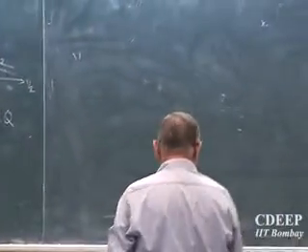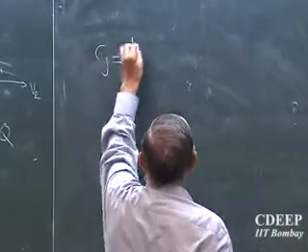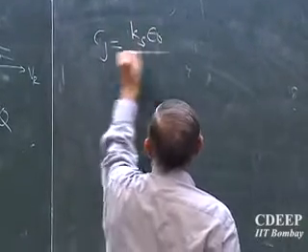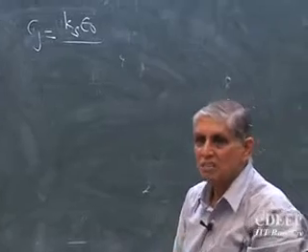Let's quickly do what is capacitance. We say it is Ks epsilon naught. This per unit area I am calculating. This is per unit area. Yes.